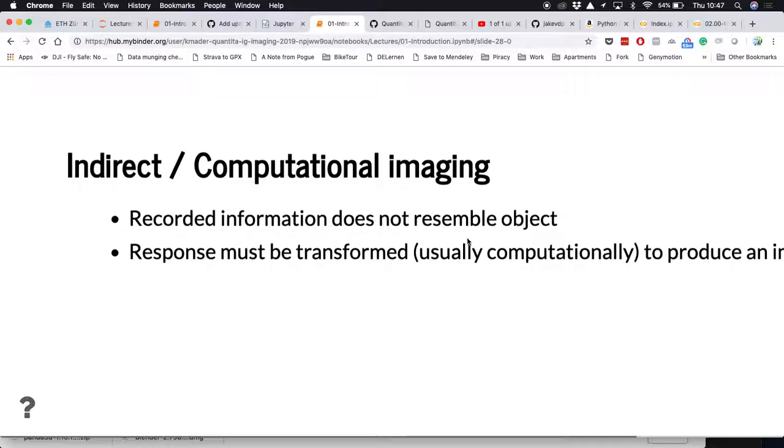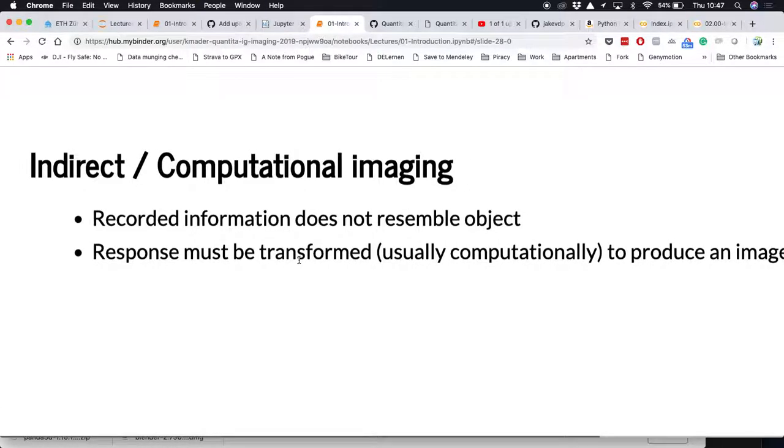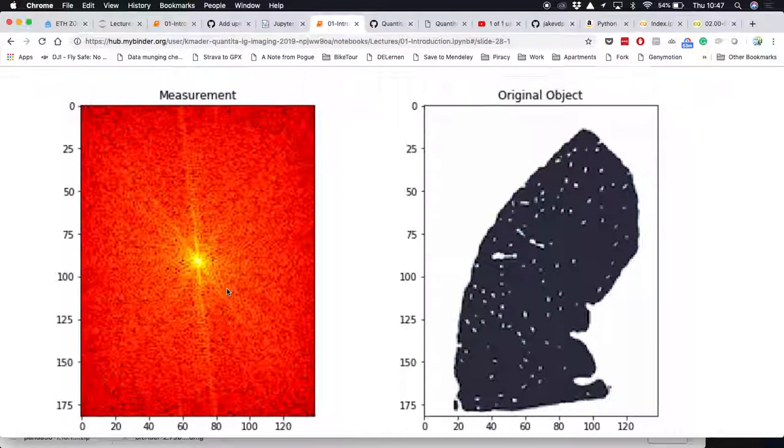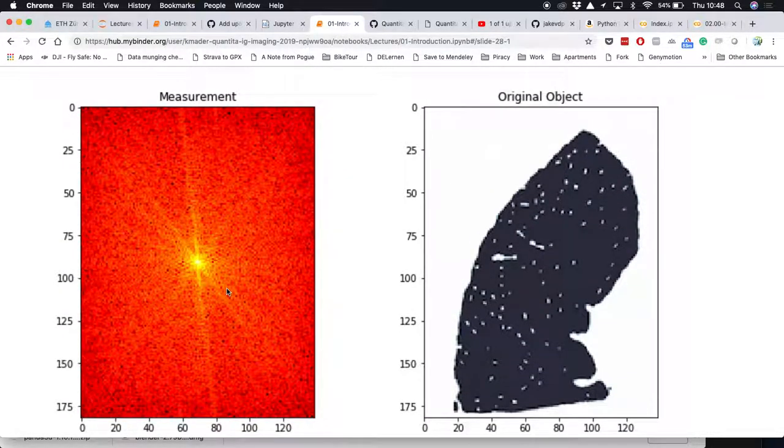The opposite, or the counter of this, is the idea of indirect or computational imaging, where the recorded information doesn't really resemble your image at all. This is where you need to transform what you collect in order to produce an image. This comes in where you have diffraction patterns. In this case with X-ray diffraction, you measure something that looks like this, so it has no connection or resemblance at all to what you were trying to image.